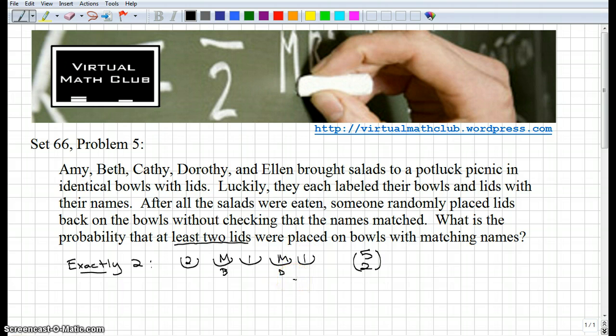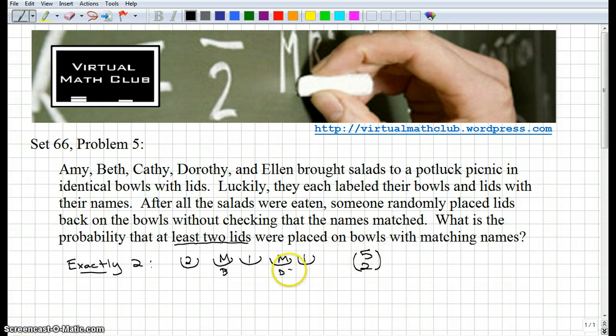Because they can't match. So if we've got, say, Amy's and Ellen's lids left, we can't put Ellen's lid on Ellen's bowl, so that means we have to put Amy's lid on Ellen's bowl, and we'll have to put Ellen's lid on Kathy's bowl. So when we have 2 left, there's only one way to place them so that they don't match.